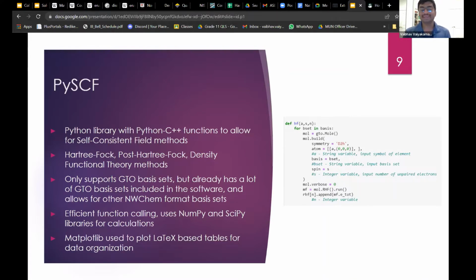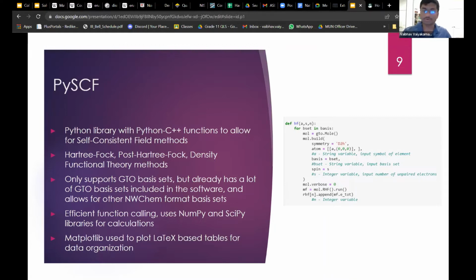It supports more than 10 self-consistent field methods: Hartree-Fock, density functional theory, and a lot of post-Hartree-Fock methods. Now, the downside is it only supports Gaussian-type orbital basis sets, so we can't translate our previous data into PySCF, but it compensates for that by including a whole lot of GTOs. It has almost 20 or 30 GTOs included within the package. And any other GTOs we want to experiment with, we can get from a website called Basis Set Exchange and put them in what we call the NWChem file format.